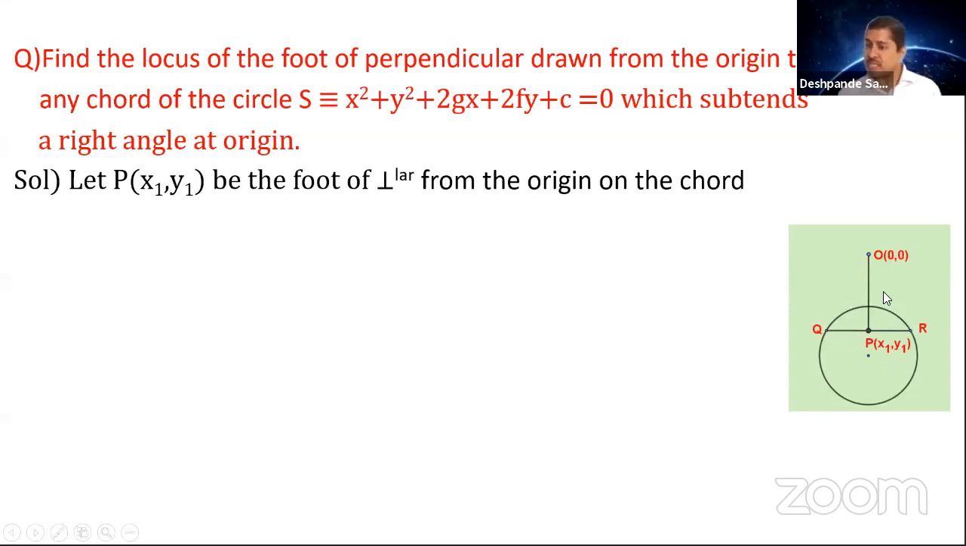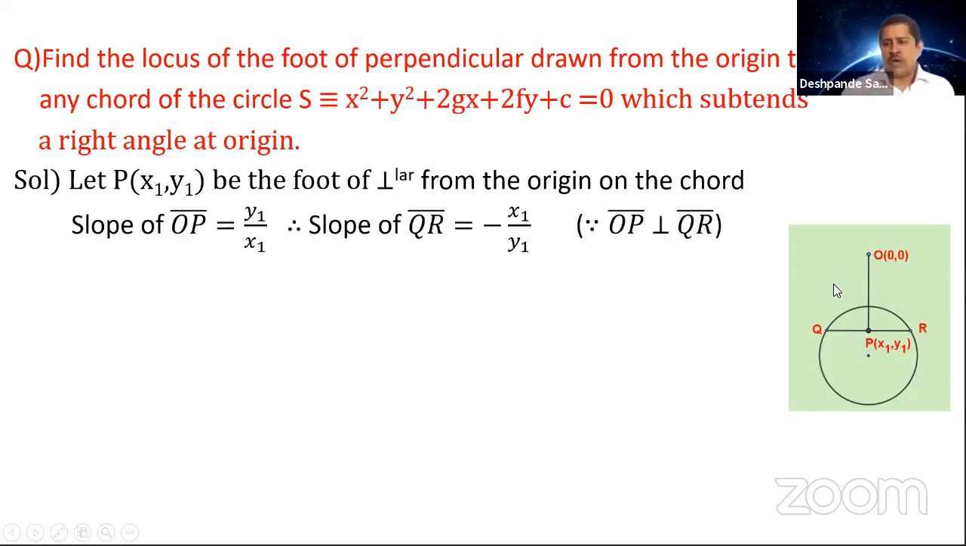Only thing is the circle is fixed, the origin is fixed, the perpendicularity is fixed. So the chord changes along with the point. So when the point is changing, the chord is also changing. So you're going to find the locus of this point. Now you find the slope of OP. So how to find the slope of the line? You got a formula y2 minus y1 by x2 minus x1. So you can write y1 minus 0 by x1 minus 0, which is simply y1 by x1.